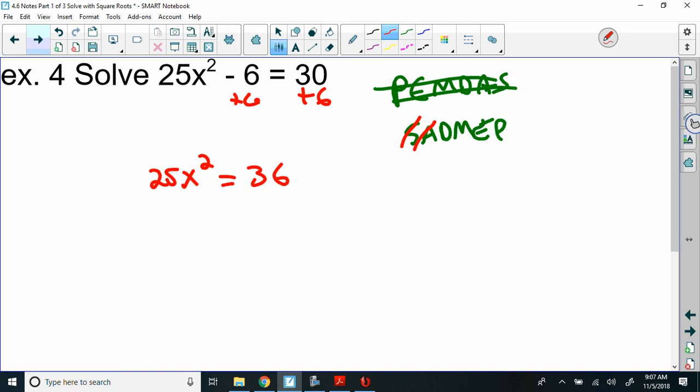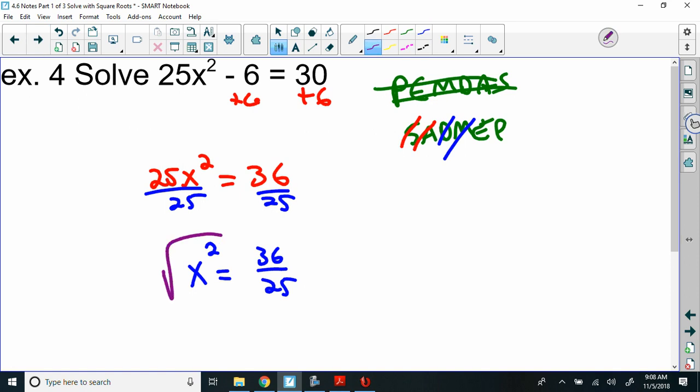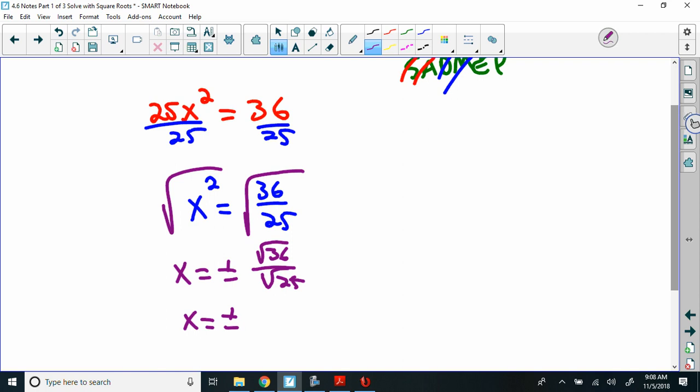Any division or multiplication? Divide 25 on both sides. All right. So we get x squared is equal to 36 over 25. So our division and multiplication's all done. Now we just got to handle that exponent. Ooh, taking a square root. So x is going to equal plus or minus. Can we split that up then? I heard a 6 over 5, because this is the square root of 36 over the square root of 25. So our best answer is plus or minus 6 over 5.